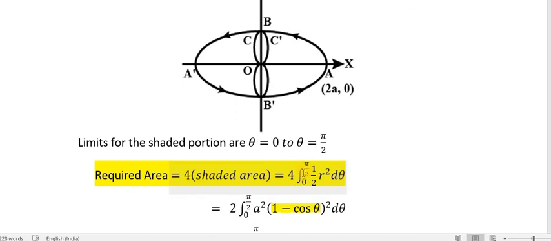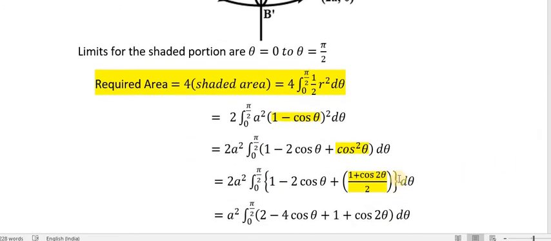Shaded area is equal to integral 0 to pi by 2 half r square d theta, and that is equal to 2 integral 0 to pi by 2 a square into r square value is this one, a square into 1 minus cos theta whole square. Now simplify 1 minus cos theta whole square. So we get 1 minus 2 cos theta plus cos square theta d theta, and that is 2a square into integral 0 to pi by 2 1 minus 2 cos theta plus cos square theta into d theta.